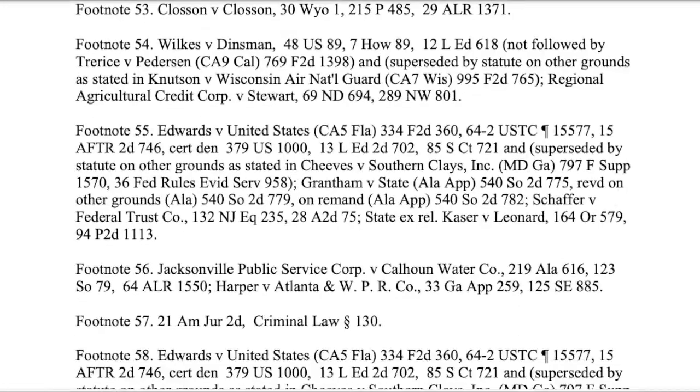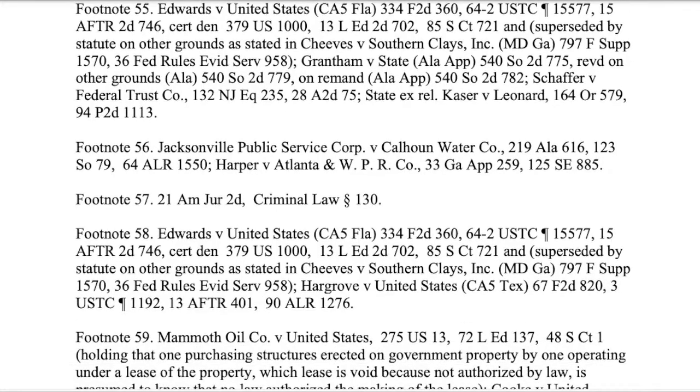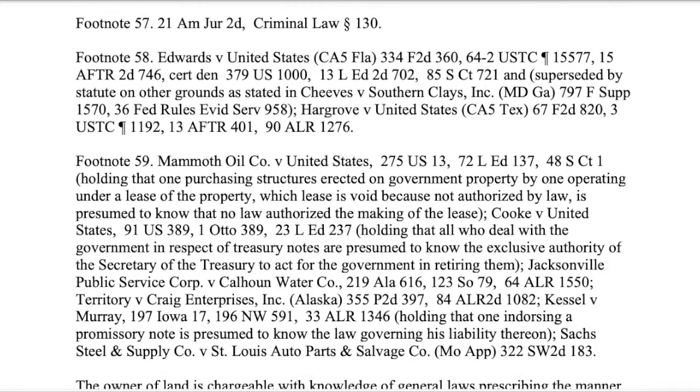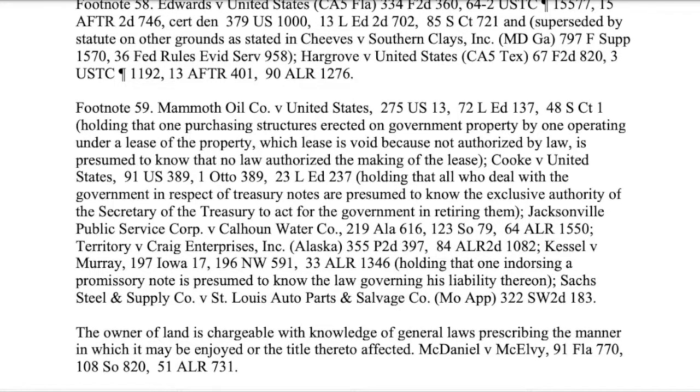All right, let's get over here to the chat. I think these are just case. Oh, wait, here we go. Here's our erection case here. Holding that one purchasing structures erected on government property by one operating under a lease of the property, which lease is void because not authorized by law, is presumed to know that no law authorized the making of the lease. Holding that all who deal with the government in respect of Treasury notes are presumed to know the exclusive authority of the Secretary of the Treasury to act for the government in retiring them. Wow.